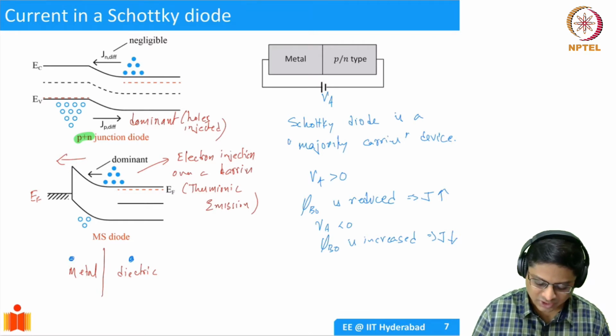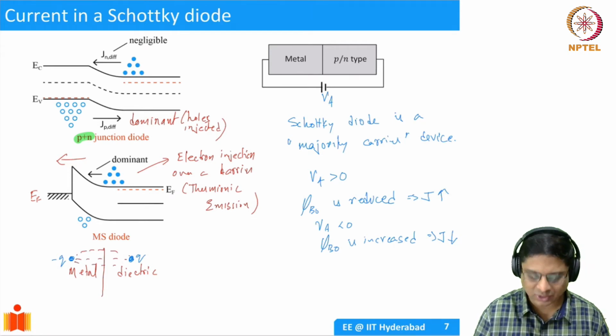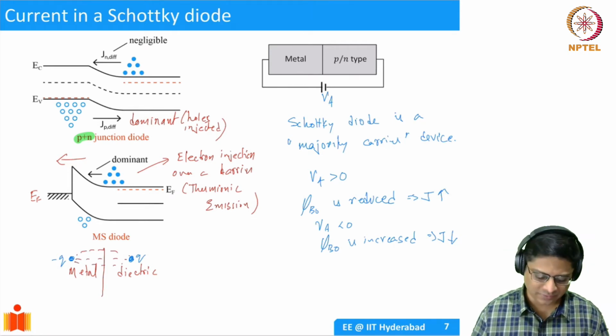Okay, we can think of the metal as having an image. If you think of this as a charge Q, there will be a minus Q here, and there's going to be a certain electric field. I don't know if you have seen this, but in electrostatics we call this image charge theory. If not, it's okay.